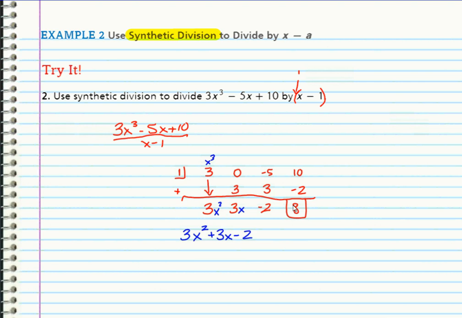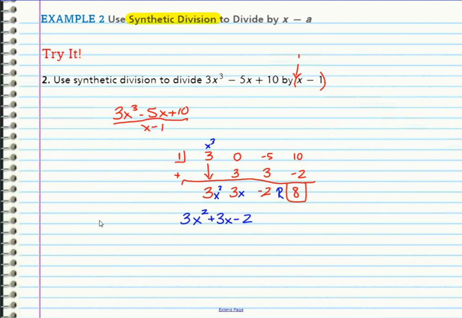And this is the weird part of polynomial division, how you deal with your remainder. If we weren't dealing with x's, we would say remainder 8. You remember that from long division. But in polynomial long division, what we're going to do is add on 8 as my numerator, and I put it over what I was dividing by. So since I was dividing by x minus 1, I put that on the denominator, and this is my answer.